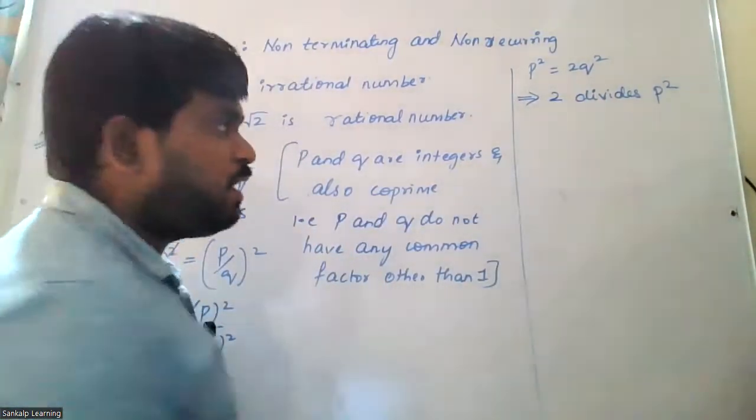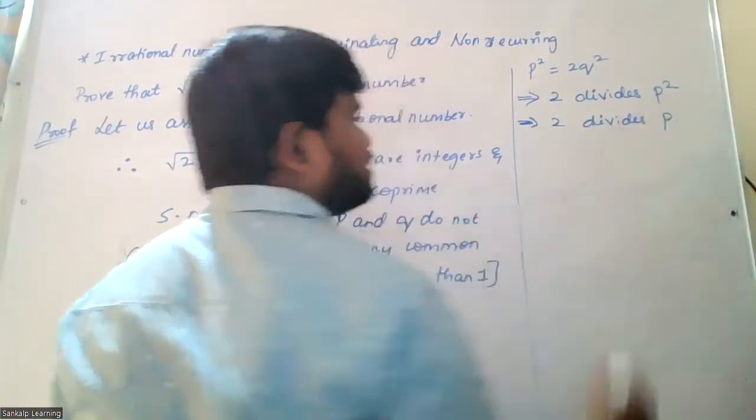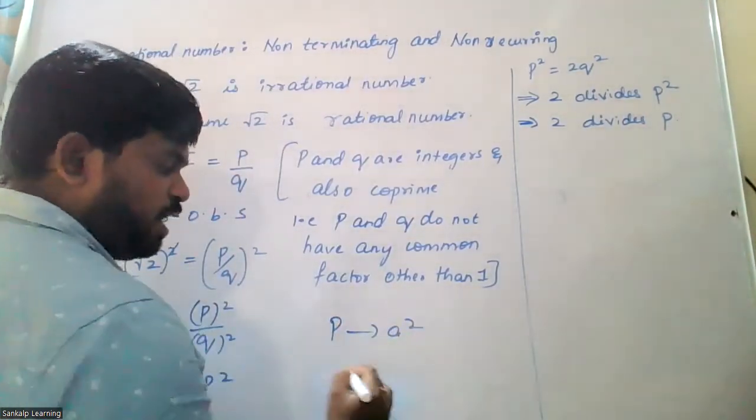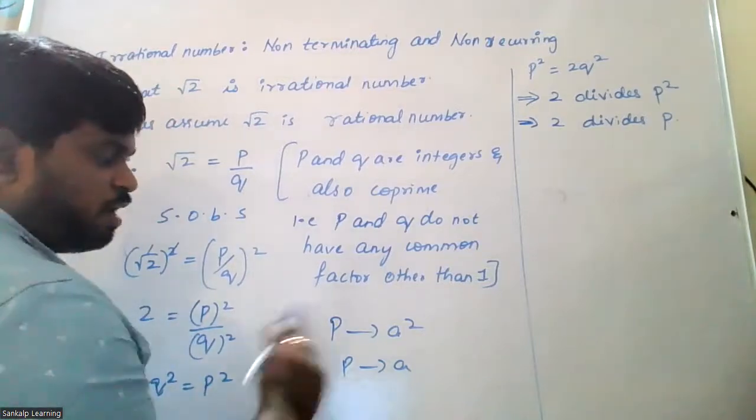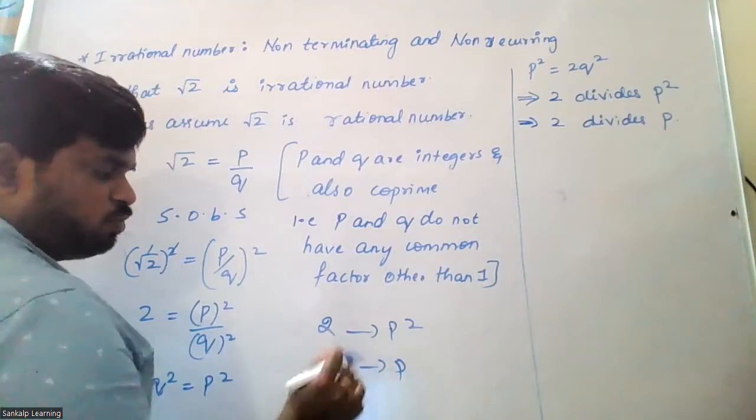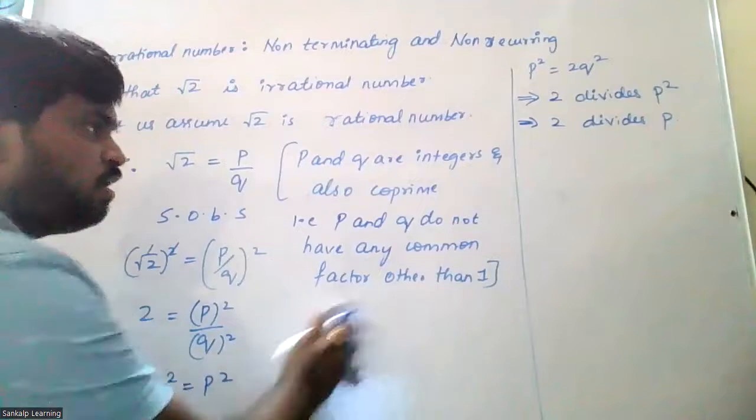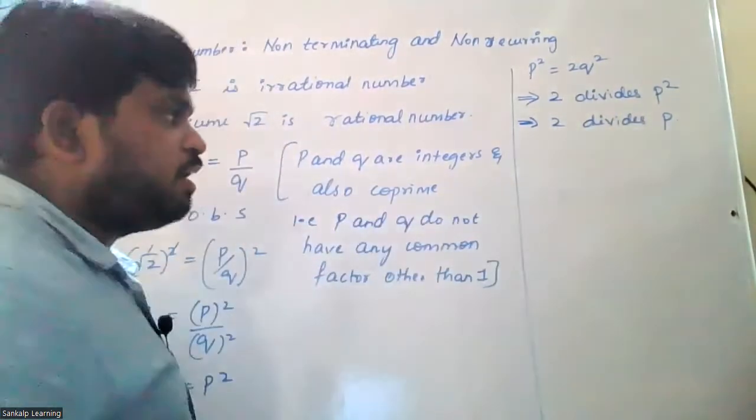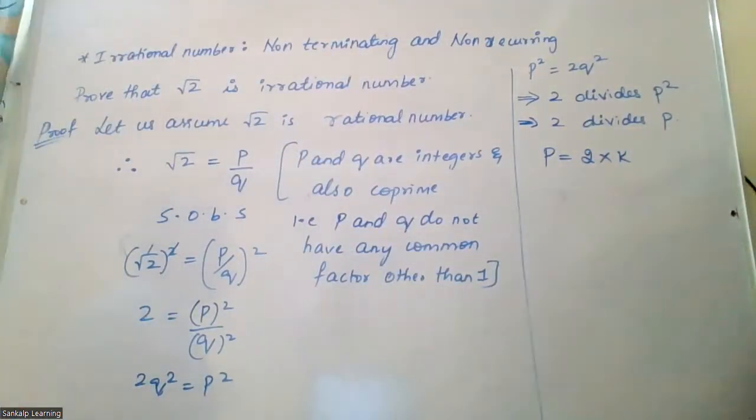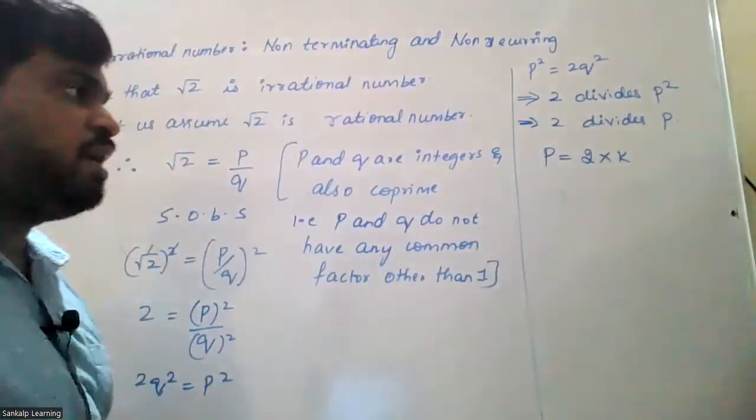If 2 divides p square, it will also divide p. This implies 2 divides p. I had given you the other example: p divides a square implies p divides a. Now instead of a, here you've got p. The prime number that I have taken is 2. If 2 divides p square, 2 will also divide p. Now, if 2 divides p, it means that p can be written as 2 into something. I'll take that something as k.